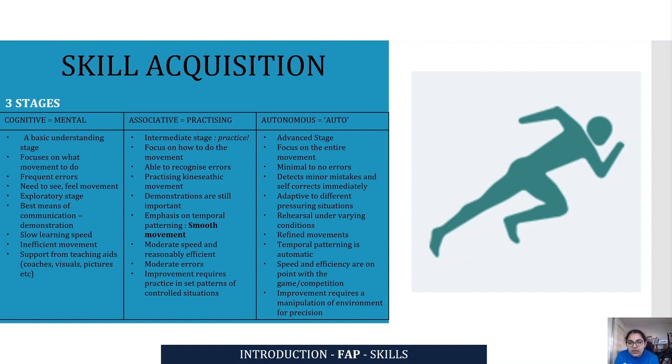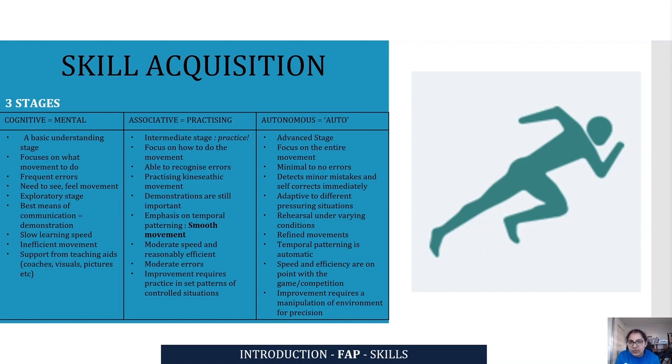So cognitive is when we have a basic understanding of the game. We want to focus on what movements we have to do, and we make lots of errors. We need to see and feel the movement. This is an exploratory stage, so the best means to learn here is to communicate: what did you do right, what did you do wrong, how should you improve your technique in a certain way. Demonstration is also another good way to learn. The learning speed here is slow.